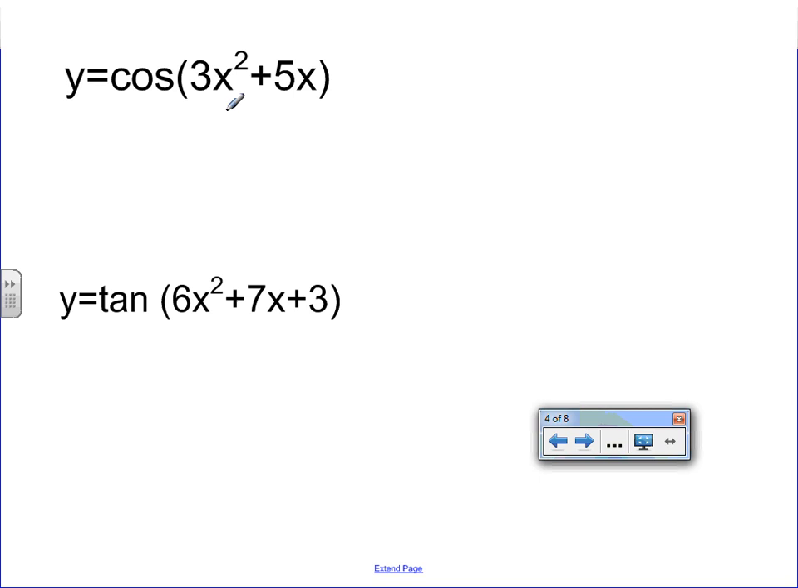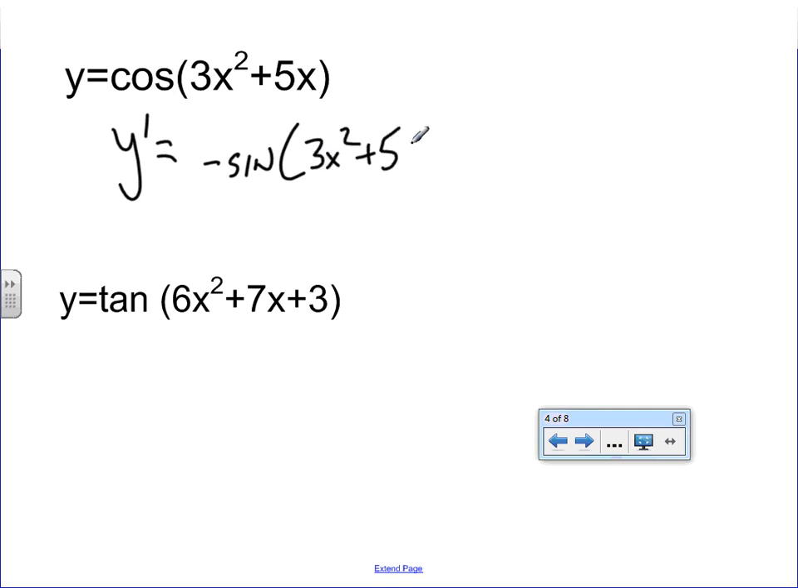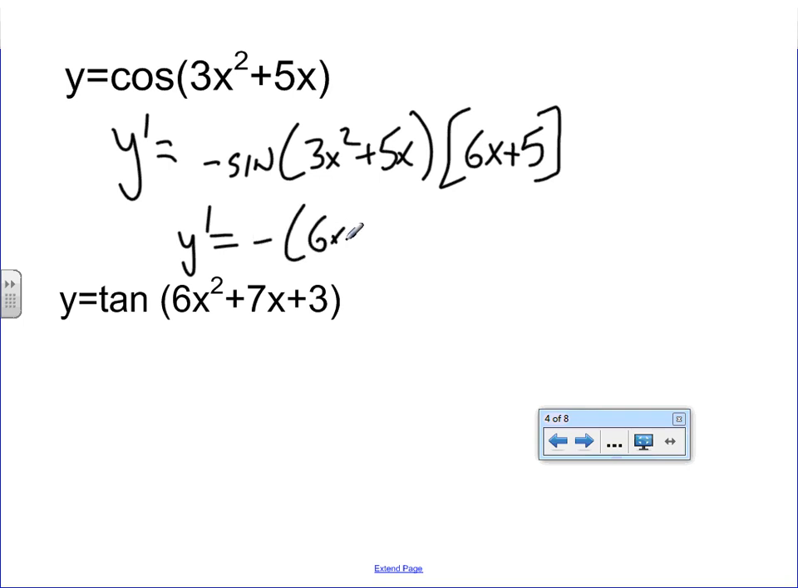Let's try a couple. So here, y prime. First of all, derivative of cosine is negative sine. Should we change the argument? No, we shouldn't change the argument. Then we're going to multiply by the derivative of the argument. The derivative of 3x squared plus 5x is 6x plus 5. And so to make it look nice: negative parentheses 6x plus 5, sine of 3x squared plus 5x.